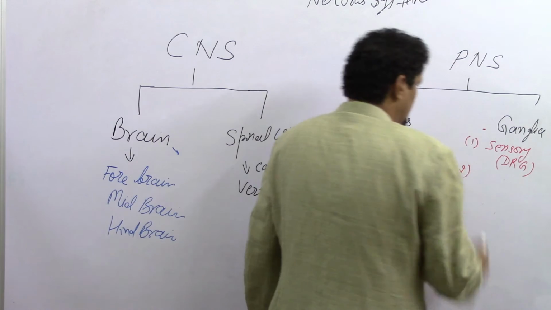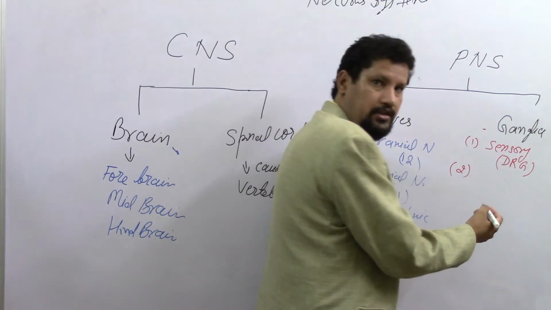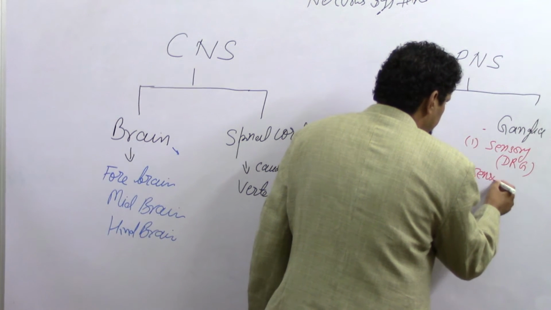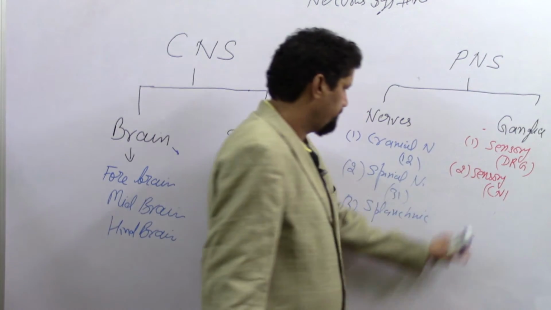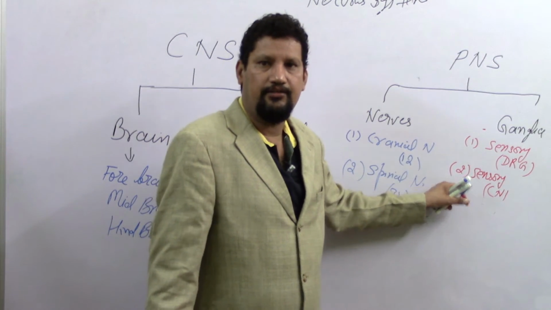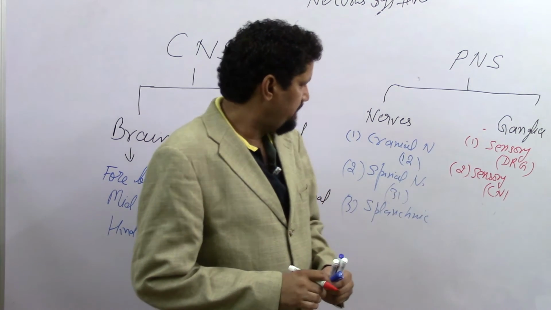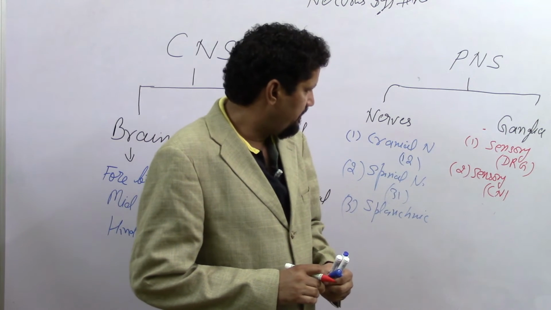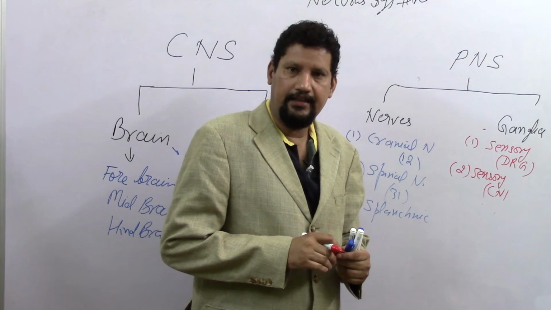The second type of ganglia are sensory ganglia of cranial nerves. These sensory ganglia of cranial nerves are related to the 5th, 7th, 9th and 10th cranial nerves. The 8th cranial nerve is also having a sensory ganglion.